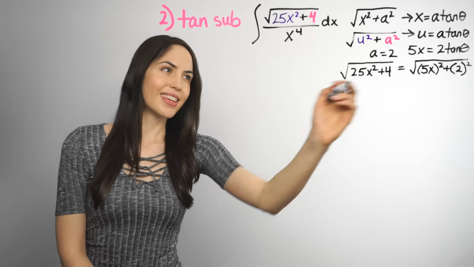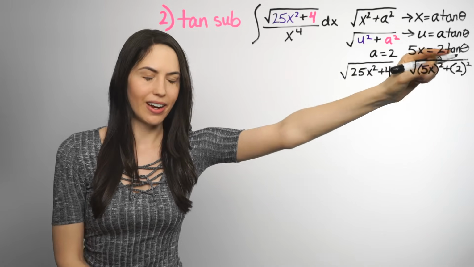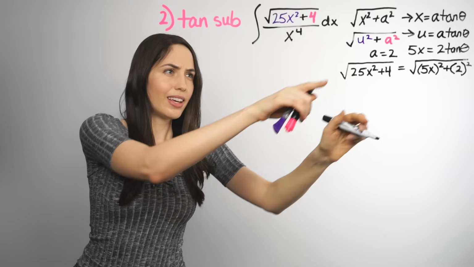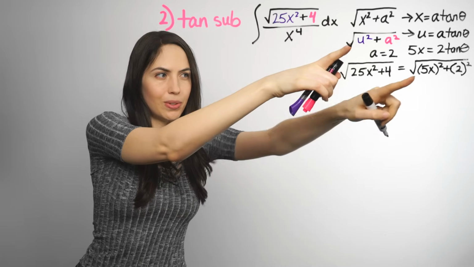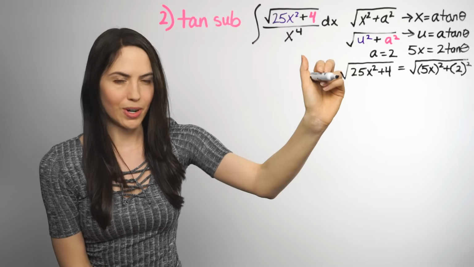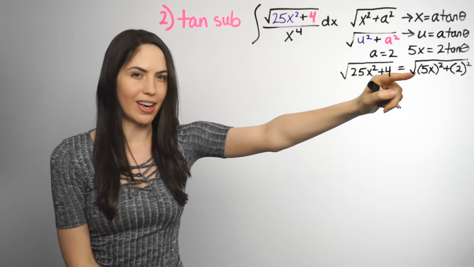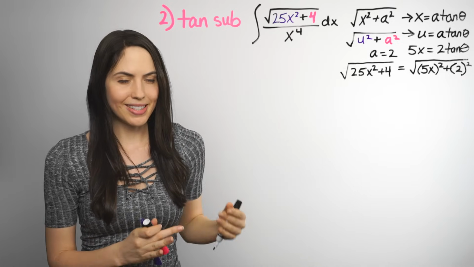So when we rewrite this as one thing squared plus another thing squared, we can see that definitely a is 2, and u will be 5x because 5x all squared was 25x squared. So u is 5x.